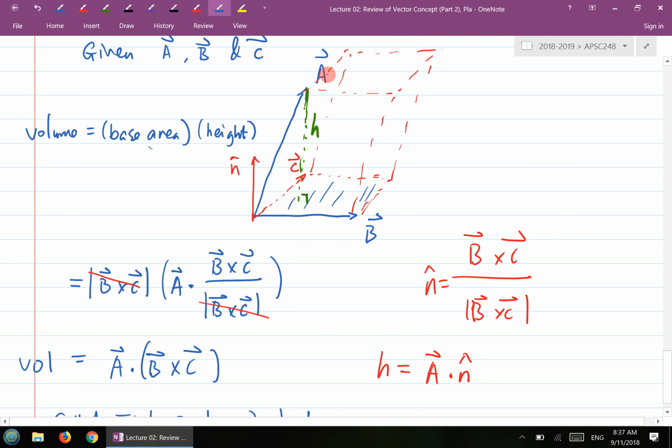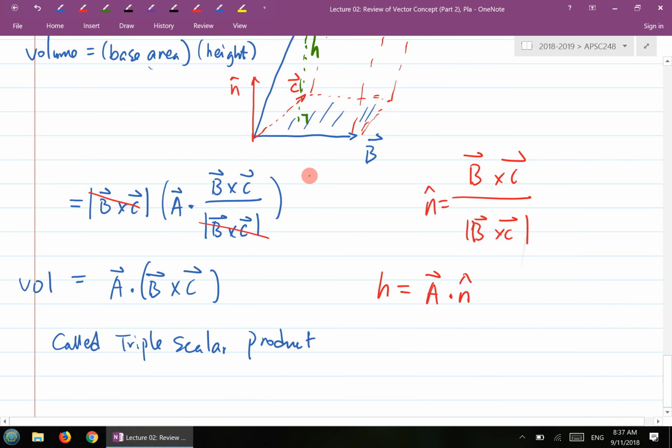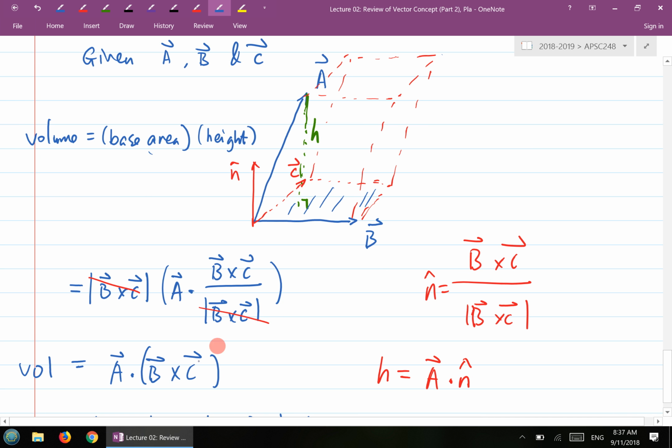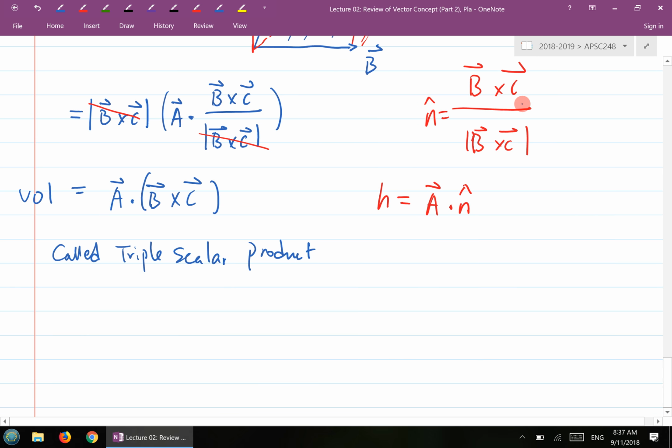But if you pick a different base area, instead of BC as the base area, for example, we pick AC as the base area, then the formula will slightly change. So essentially, you get a slightly different formula. For example, you get C dot A cross B, and maybe B dot A cross C, which all give you the same results essentially. So they're all called the triple scalar product.